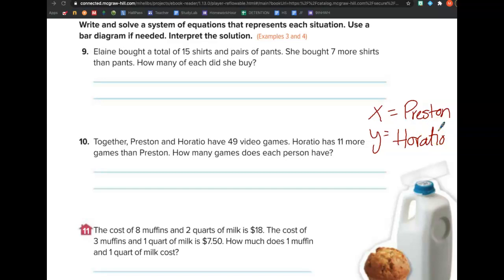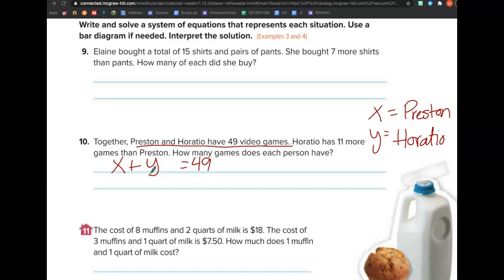Okay, so this sentence is my first equation. Preston and Horatio have 49. So what's my total out of that sentence? 49. Equals 49. What equals 49? X plus Y, right? Because the number of video games Preston, X, plus the number of video games Horatio, Y, is a total of 49.